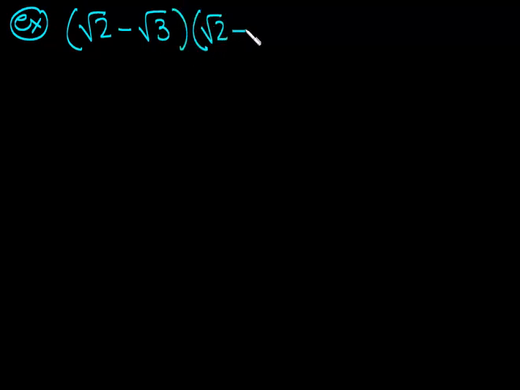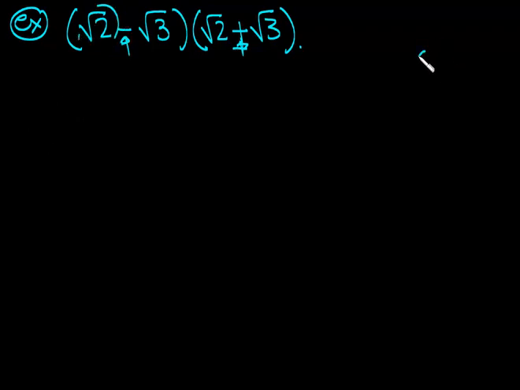Alright, one last example on conjugates. So let's say you have square root of 2 minus square root of 3, and I have square root of 2 plus square root of 3. Clearly I'm multiplying two conjugates over here. You can see they're exactly the same except for the sign in the middle. So if I do that, all I have to do is take the square of the first. Okay, so let's do that.